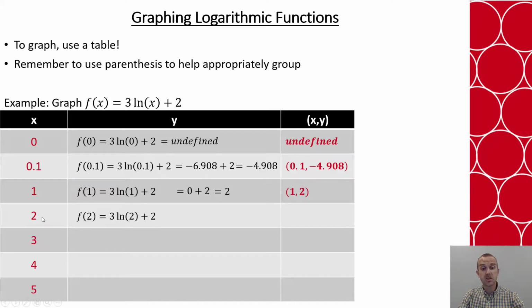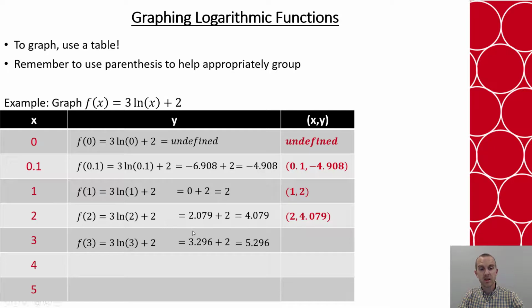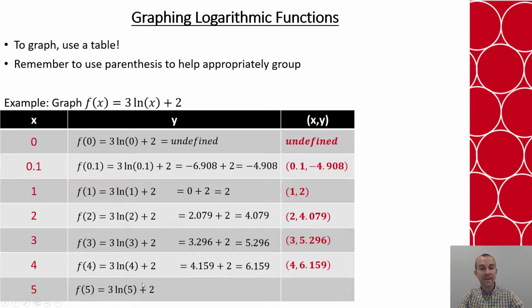If I substitute in 2, I simplify, I'm going to end up at 4.079. So I have the ordered pair (2, 4.079). I can do the same thing with 3. I'm just going to substitute in, close my parentheses, add 2, and get 5.296. We have my ordered pair. I can do this for 4. That'll simplify to 6.159. And at 5, I would end up with 6.828.